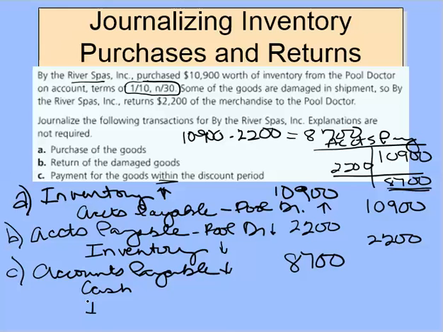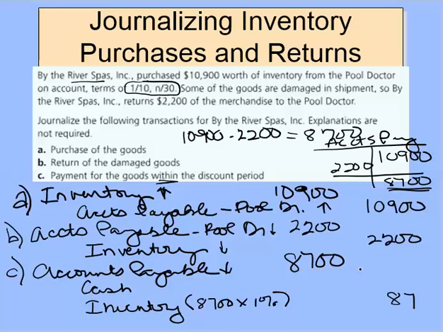So actually we would credit inventory for the amount of the discount. The reason is because our inventory isn't actually costing us $8,700. It's costing us $8,700 less 1%, which is $87. And then the cash that we'll actually pay them will be the difference between the two, which is $8,613. So we're not going to pay the Pool Doctor $8,700. We're going to pay them $8,700 less the discount of $87.